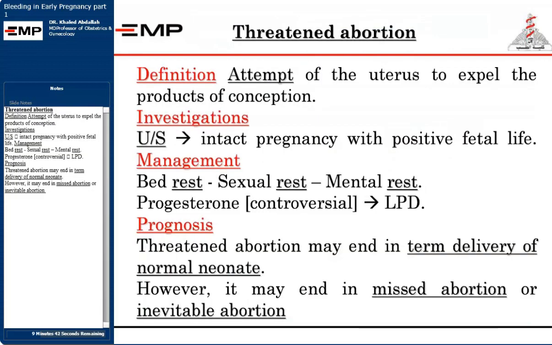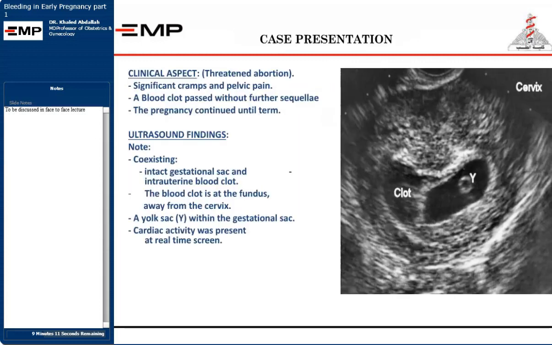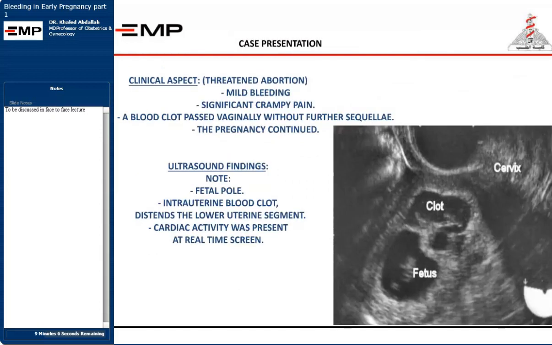Threatened abortion. Definition: attempt of the uterus to expel the products of conception. Investigations: U/S shows intact pregnancy with positive fetal life. Management: bed rest, sexual rest, mental rest. Progesterone is controversial in luteal phase defect. Prognosis: threatened abortion may end in term delivery of a normal neonate. However, it may end in missed abortion or inevitable abortion. To be discussed in face-to-face lecture.